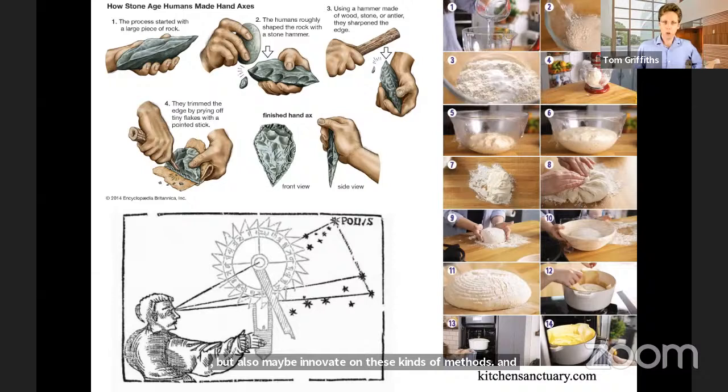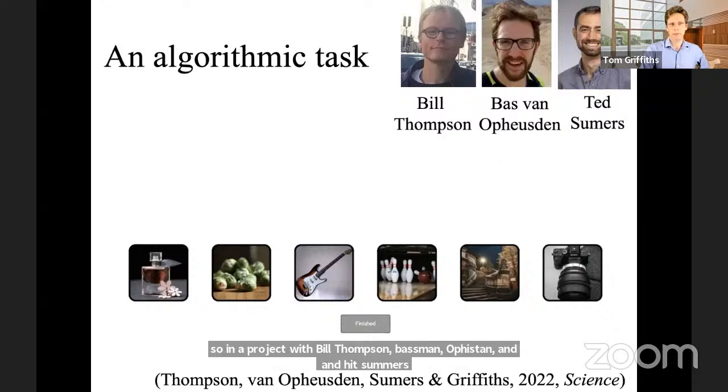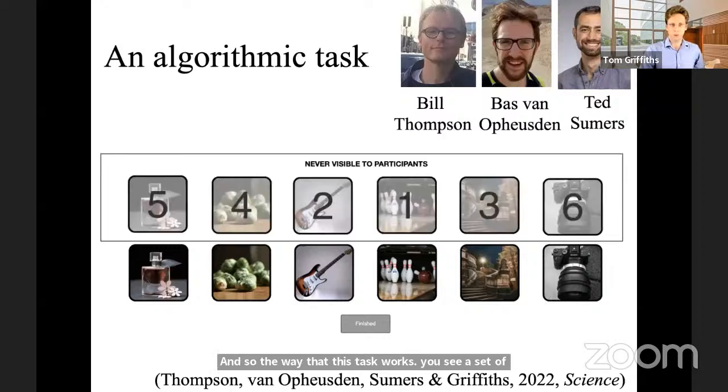And so what we really want to do is understand how these kinds of complex cognitive objects, these cognitive algorithms, can be transmitted. In a project with Bill Thompson, Bas van Opheusden, and Ted Sumers, we started to look at this in the context of a task that has a lot more algorithmic structure than the other tasks I've been talking about. The way this task works, you see a set of images. Unbeknownst to you, those images have some numbers associated with them. And your job is to put the images in order such that the numbers are increasing from left to right.